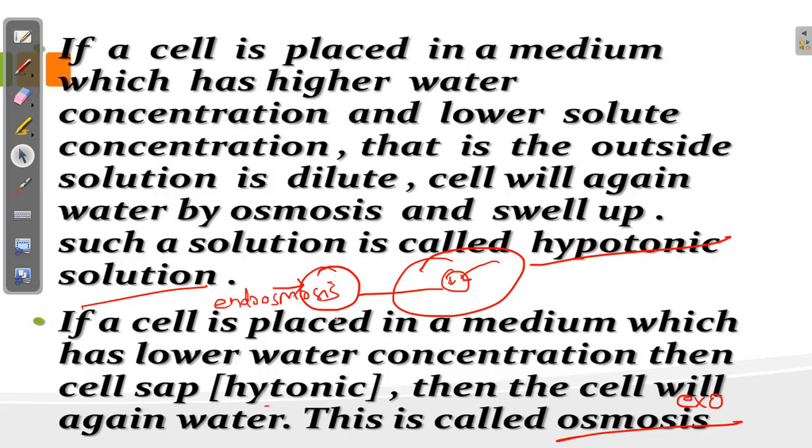Okay, so osmosis is basically the movement of water through a semi-permeable membrane. Three types of solutions: hypertonic, hypotonic, isotonic.